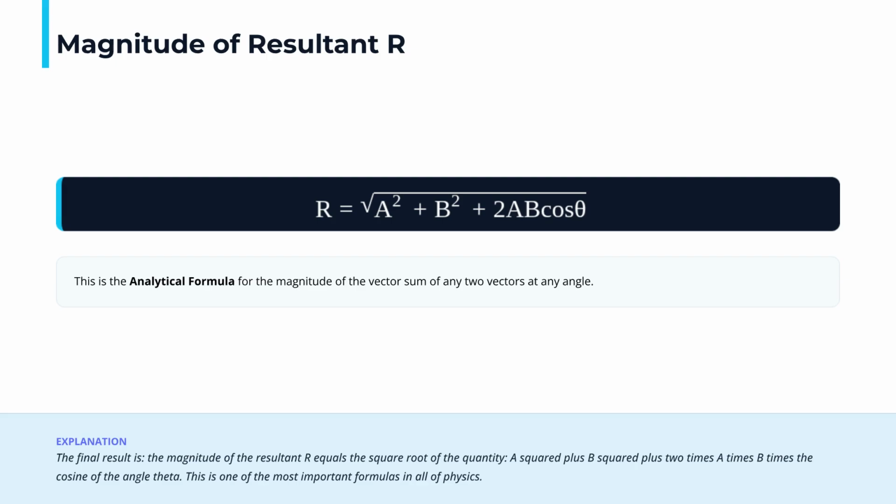The final analytical formula for the magnitude of the resultant r is the square root of a squared plus b squared plus 2ab cosine theta. This is a critical result in physics.